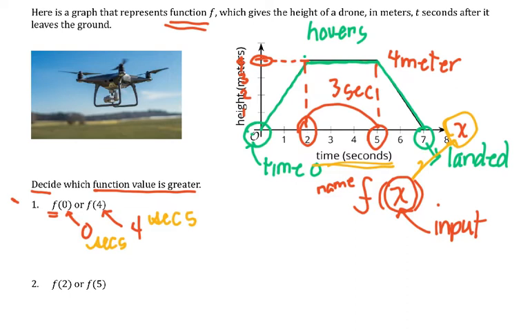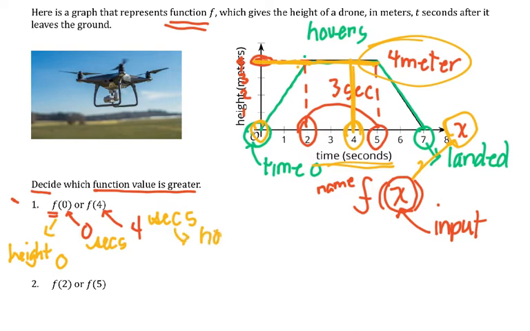All right, so now let's layer on. So when time is 0, what did I measure when I looked at my graph? Well, what's the height of the drone? It's also 0. So when time was 0, the height of my drone was 0. Okay, so let's go over and look at f of 4. What is the height of the drone at 4 seconds, right here? Oh, I see it's hovering. Remember, what was that amount when it was hovering? 4 meters. So at 4 seconds, the distance was 4 meters.